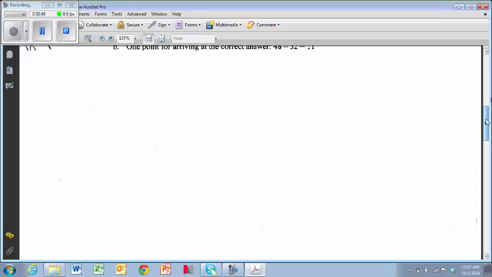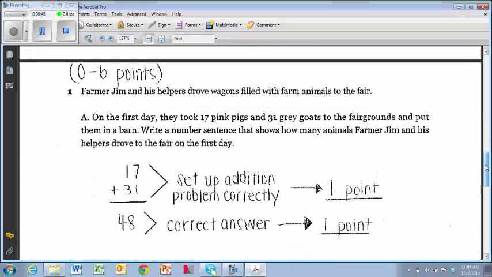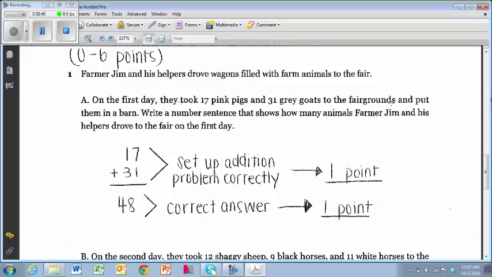As you move down to the question, you will see the question that scholars are asked to answer, and then the specific question says, write a number sentence that shows how many animals Farmer Jim and his helpers drove to the fair. So the first point is for setting up the addition problem correctly. So it looks something like this, or it can be a horizontal number sentence. Both would allow the scholar to receive 1 point. And then if they have the correct answer, they also receive the 1 point.